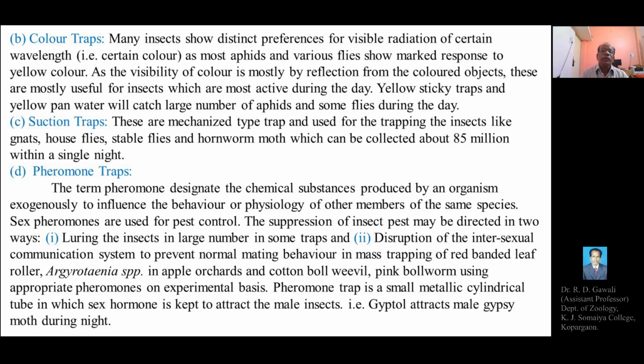Then the pheromone traps. Pheromones are ectohormones or chemical scents released by the exocrine glands of certain insect pests. There are different types of pheromones, maybe aggregation pheromones, trail pheromones, or sex attractants. These are different types of biochemicals produced by the exocrine glands of insects.